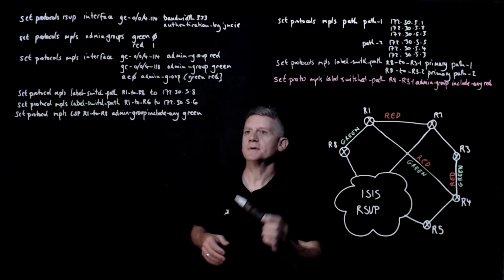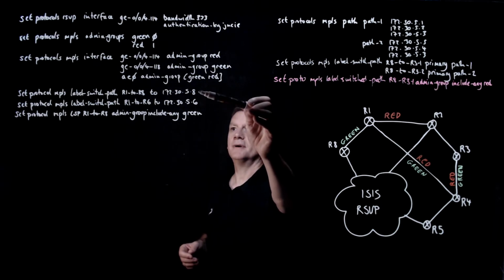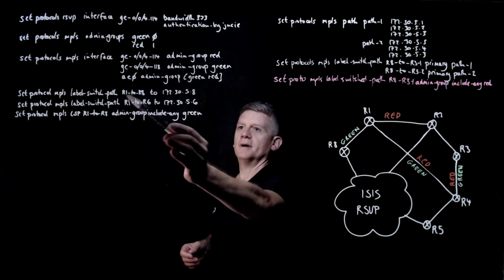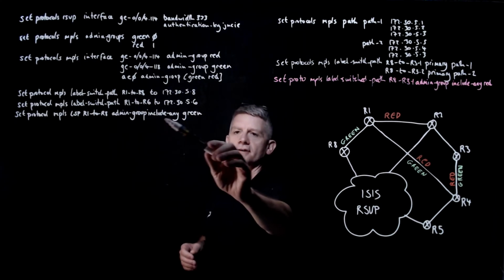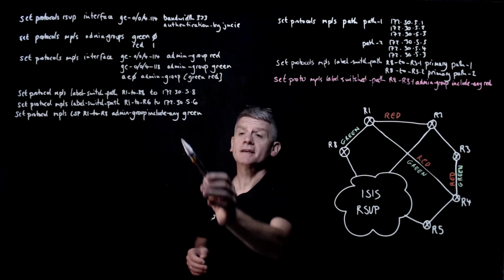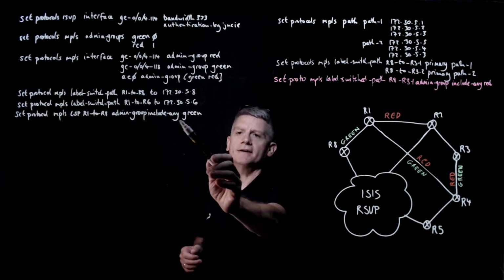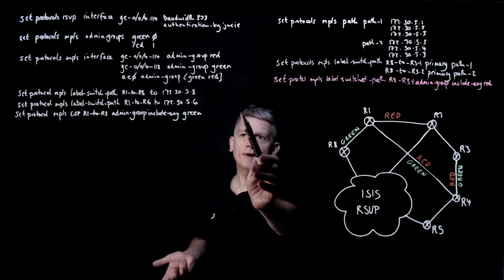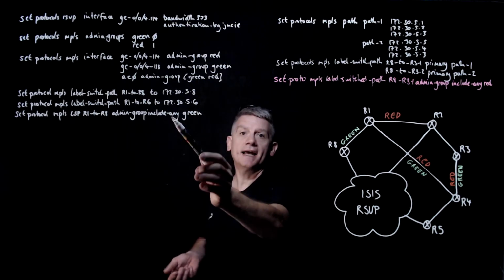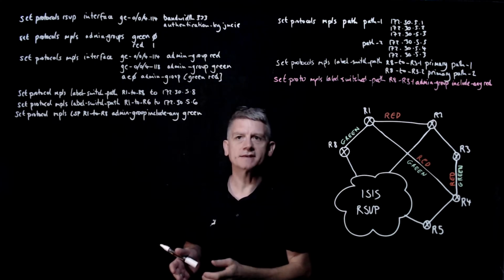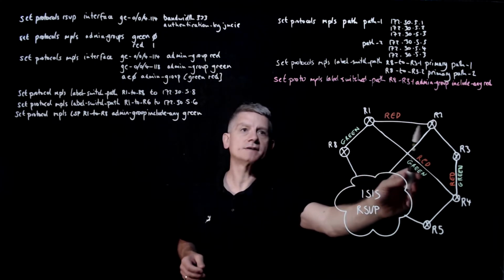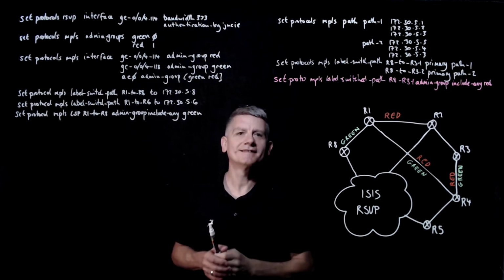Okay, so once we've defined two LSPs here, R1 to R8 and R1 to R6, we can then attach the admin groups. So here we're saying include any green. So you might have green, red, purple here. As long as one of those colours is there, it'll be accepted. If one of those colours isn't there, it won't be accepted. So this path here, for example, could not be used.